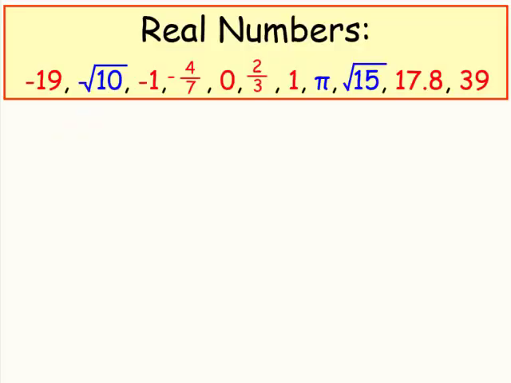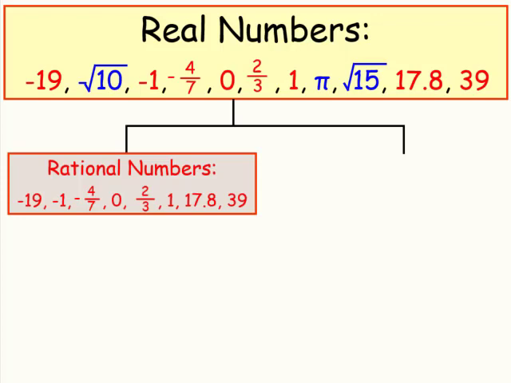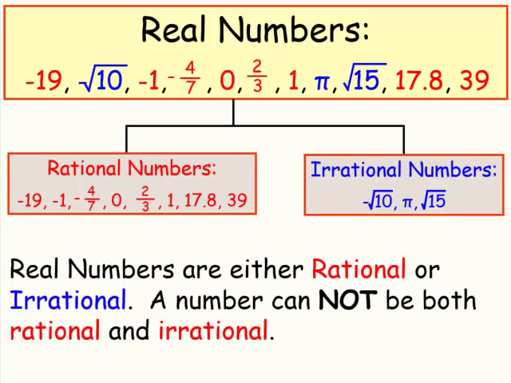Here are some examples of real numbers. The two classifications for real numbers are rational or irrational. Real numbers are either rational or irrational and cannot be both rational and irrational. You can only be one or the other.